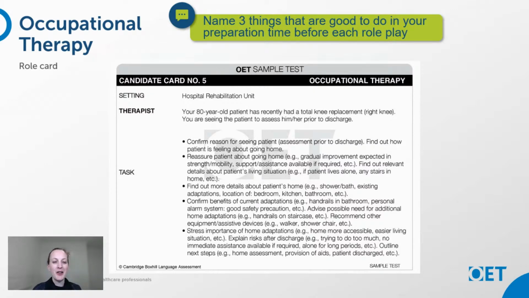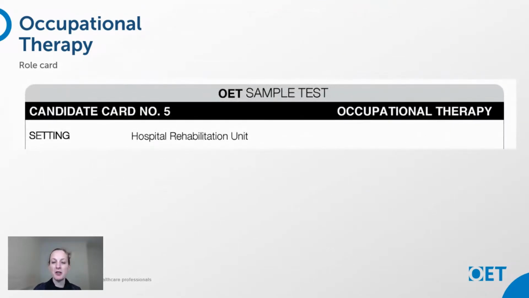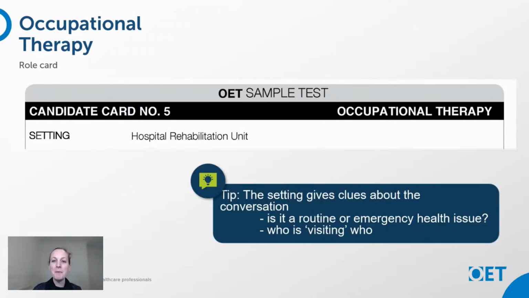All right, so the first thing I'm going to recommend that you do is to check out the setting at the top of the card for your role play. And this is a very small piece of information, but it is quite significant because it tells you how serious or routine the situation is, whether you're talking to the patient or a relative of the patient, and whether they are visiting you in your work setting, whether they're admitted to hospital, or whether, for example, they're in an aged care home. It can even tell you something about the age of the patient.